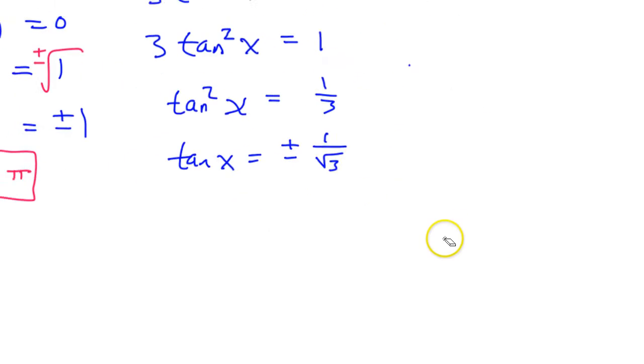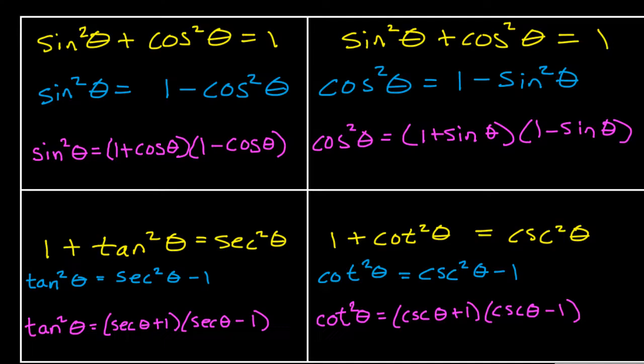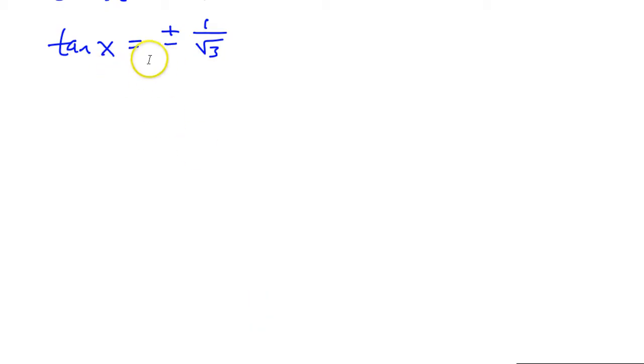Okay, now the tangent of what angle is 1 over radical 3? Don't worry about the plus or minus yet. The tangent of what angle is 1 over radical 3? Okay, the tangent of pi over 6 is 1 over radical 3. So that tells us that the reference angle is pi over 6.